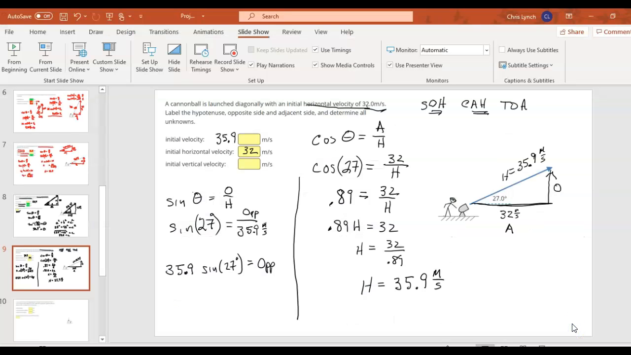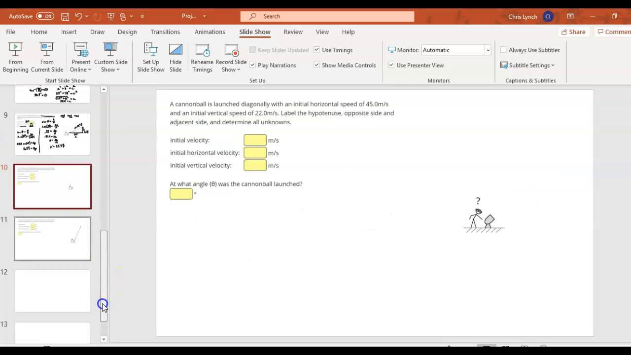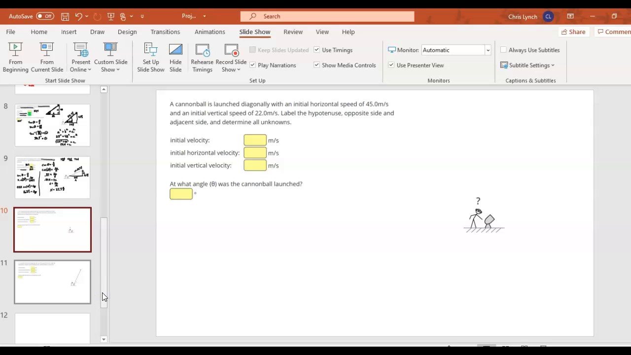And back here, 16.3 meters per second is our opposite side, which is the vertical velocity. So our vertical velocity is 16.3 meters per second. All right, and I think we can do one more. Maybe we'll do two quick ones.